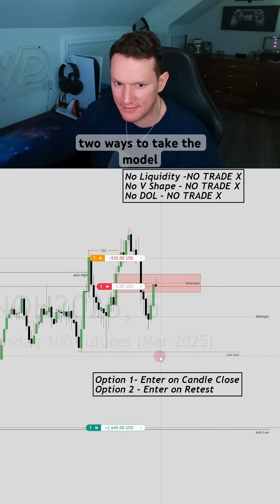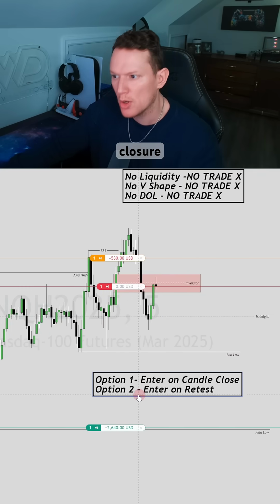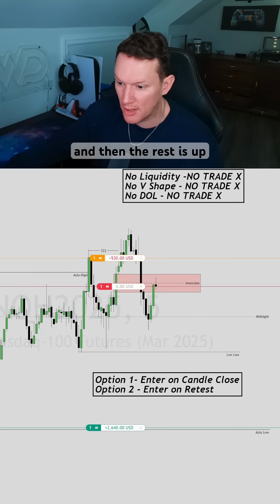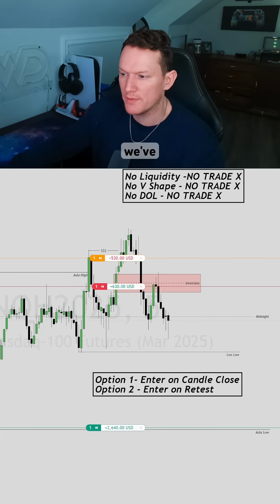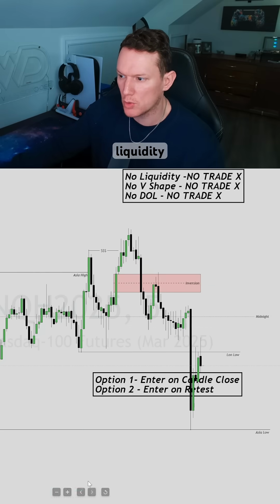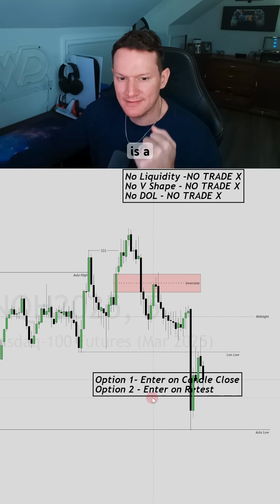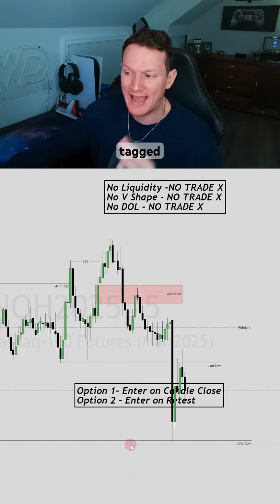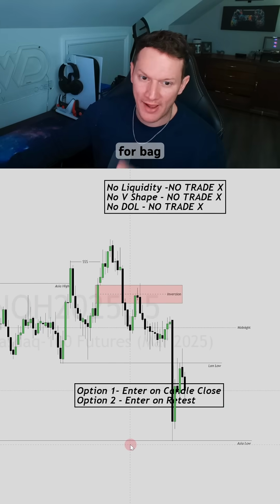There's 2 ways to take the model: enter on candle closure or on the retest. And then the rest is up to the market. We've done everything. We've identified our pattern. We're going to let this market now draw towards our liquidity pools. And boom, that is a full TP tagged and bagged. That is the inverted fair value gap model, guys.